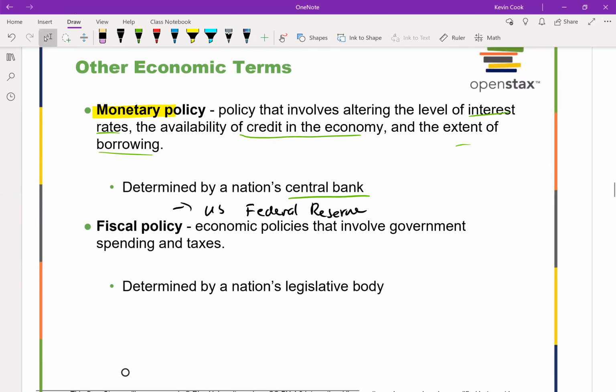The second type of policy that we're going to run into, and we'll deal with this somewhat as we go through, especially in the third unit, is what's called fiscal policy. Our fiscal policy is going to involve our government spending and taxes. So government spends money, government collects taxes. Right, we're all familiar with paying taxes. It's one of the two things you can't avoid in life. And the government spends money on things.